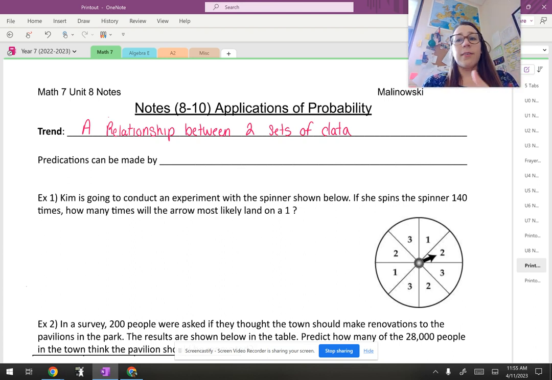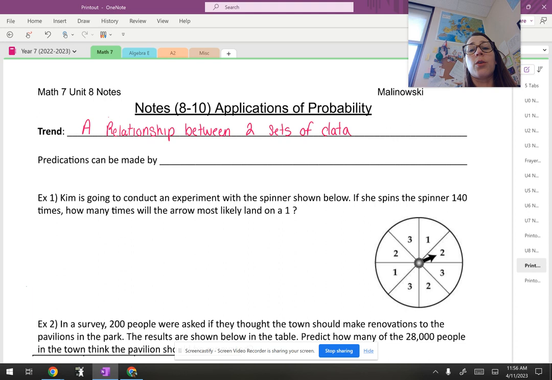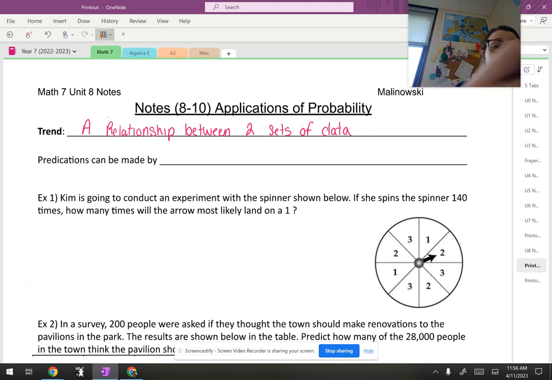You can be not getting a lot of attention on your post, and your post can be not getting a lot of engagement. Trends. We look at the trends between things like studying and test scores. That has an upward trend, right? There is a relationship between how much you study and how well you do on your test scores. So trend, just simply a relationship between two sets of data.